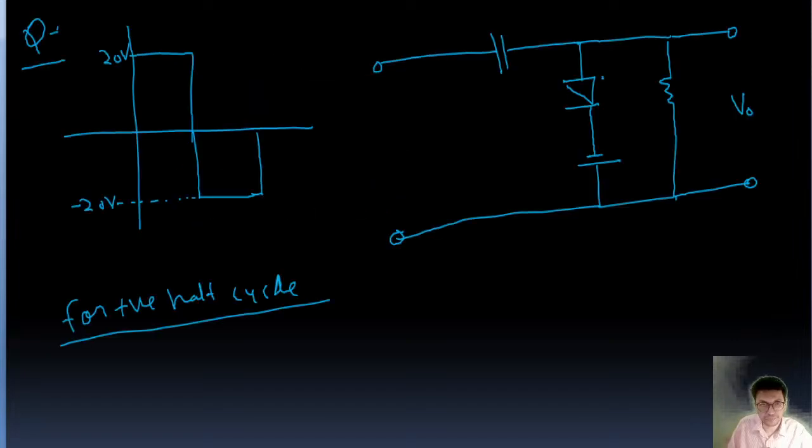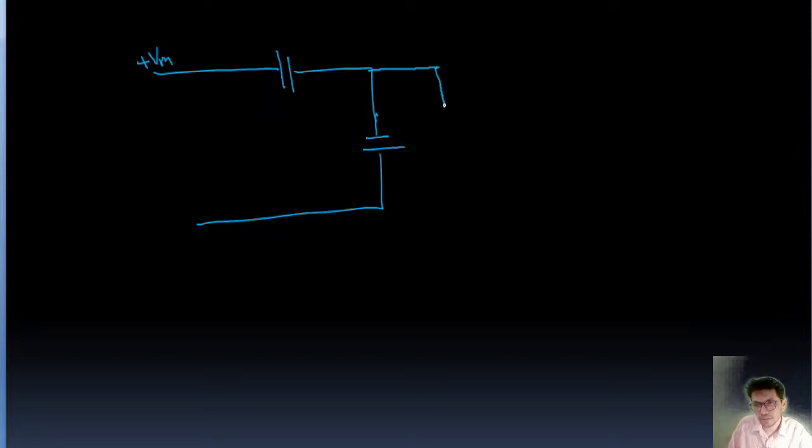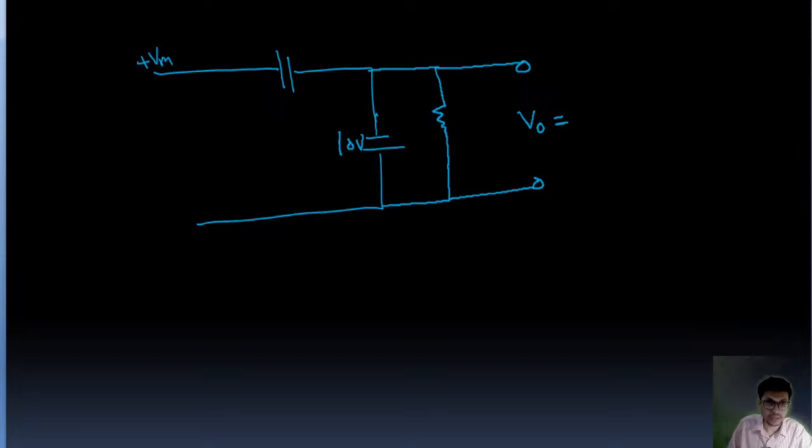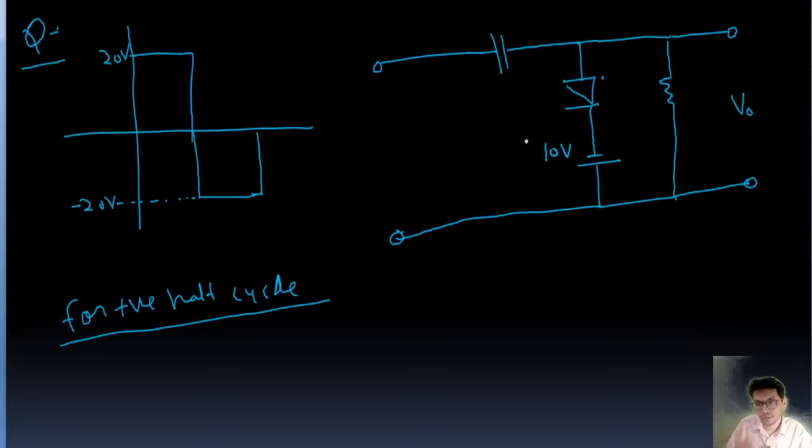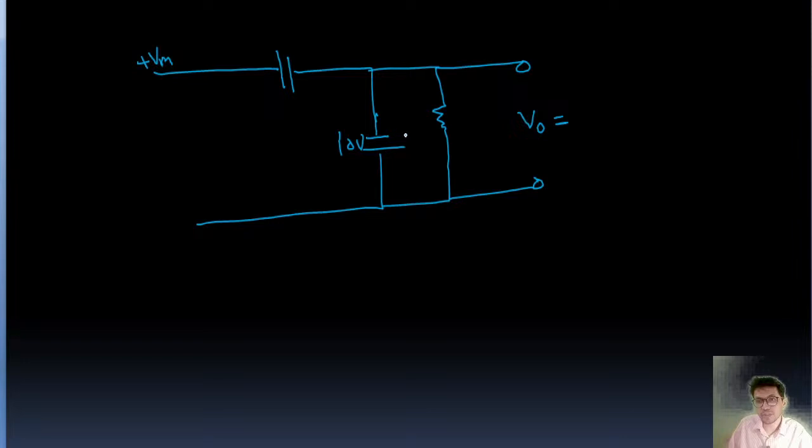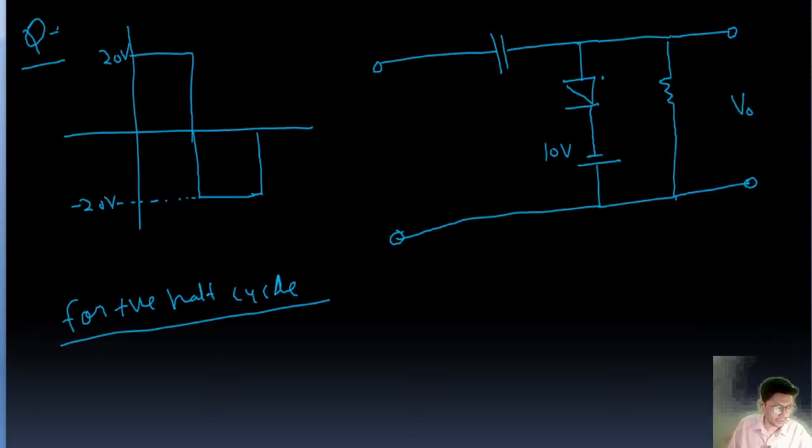And this is the voltage. Okay, and then there is a resistance, and there is the output. And this is going to be 10 volt, right? This is given, this is 10 volt. So these are parallel, which means V0 is 10, so here also V is 10, so V0 will also be 10 volt. This is the output for the positive half cycle.